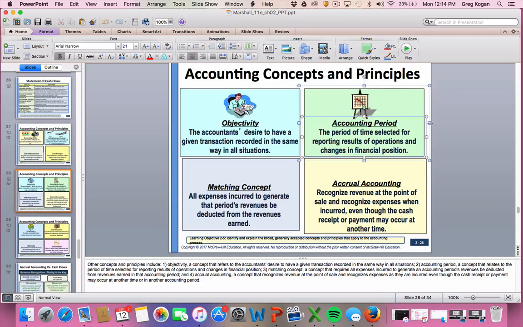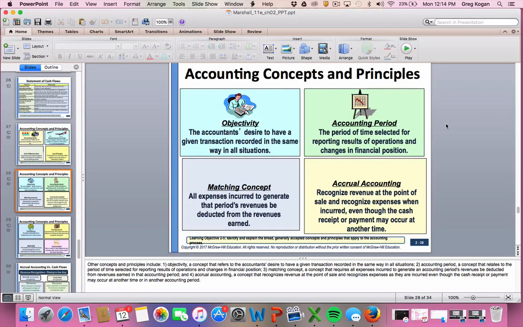Accounting period. Everything in accounting relates to a period. Everything has either a statement of operations, which covers a gap of time, or a statement of financial position, which has an as-of date. So it's like a snapshot, whereas the other one covers a period of time.